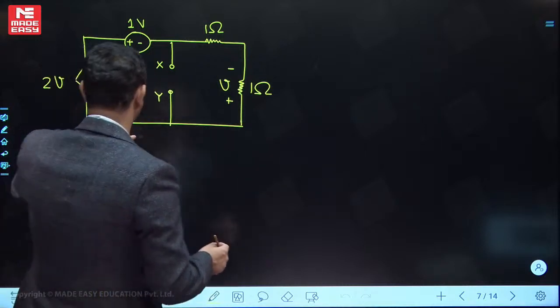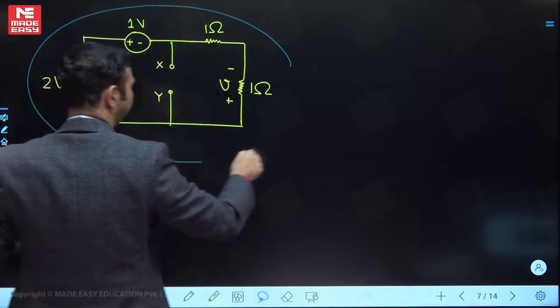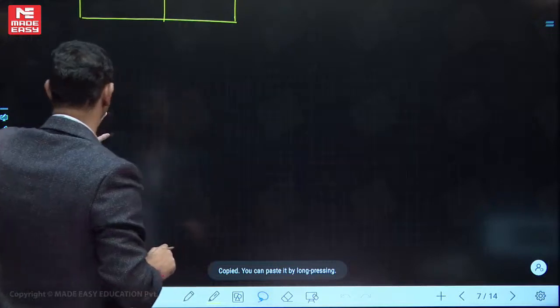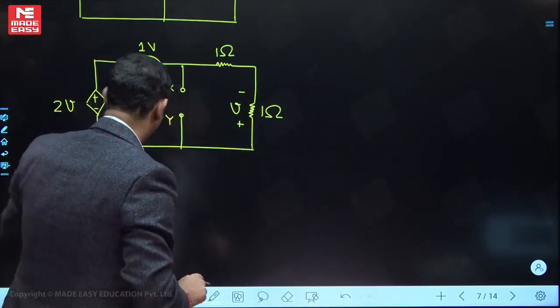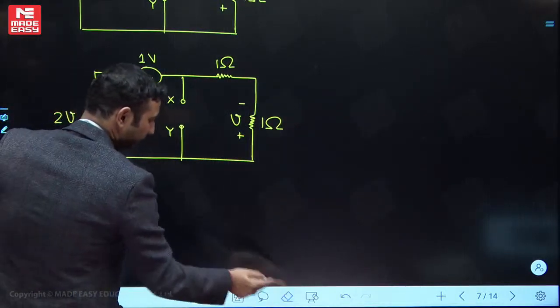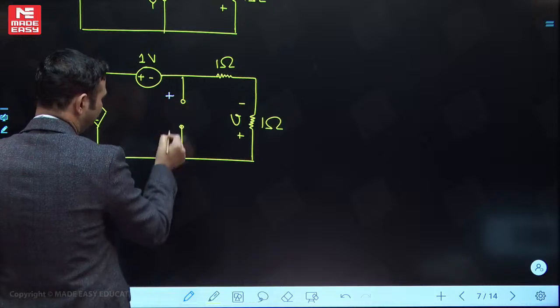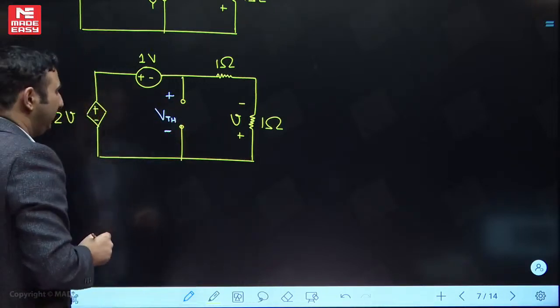So let me see, can we copy this? Let's copy this one, paste. Now I want to calculate VTH, so between the terminals X and Y, plus minus VTH, this is what we want to calculate.